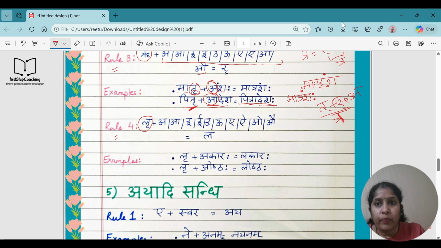So it is Lru. The first word is ending with the Lru, and the second word is starting with any other swar. So the Lru changes to La is the easiest one. Lru changes to La, and it will take the same matra with whatever vowel the second word is starting. Fine. So if you see this one, ru plus akaraha. So ru is changing to la, and la will take this swar ki matra.